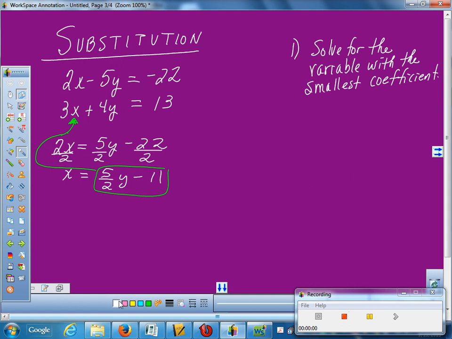So you're going to literally have 3 times, and in place of that x, we're putting 5 halves y minus 11. Is that it? Yeah. Finish the equation. Plus 4y equals 13. The idea is you now have an equation that's all y. So now, since the whole equation is in y, we can solve for y.